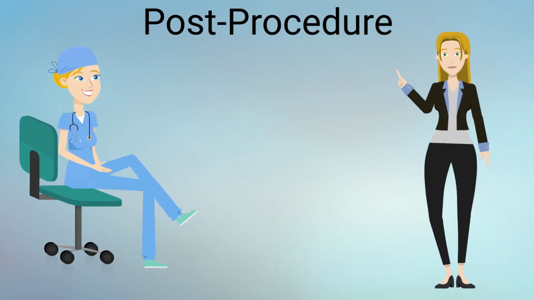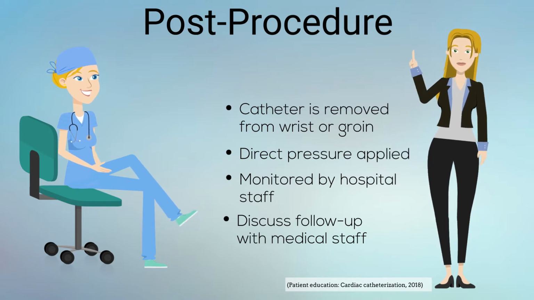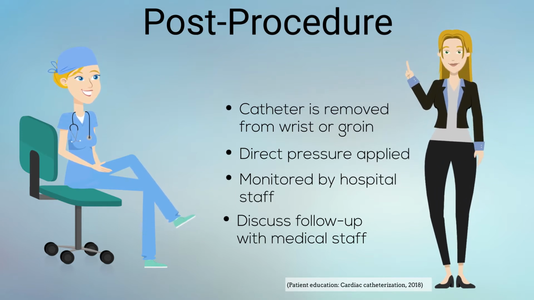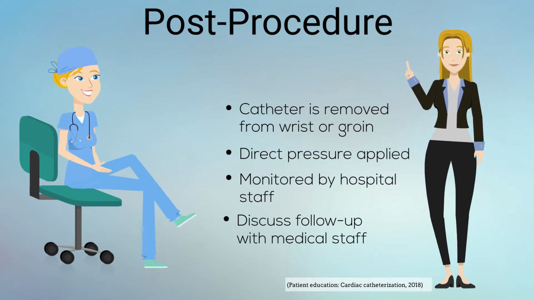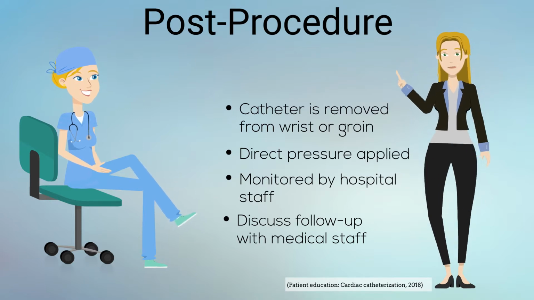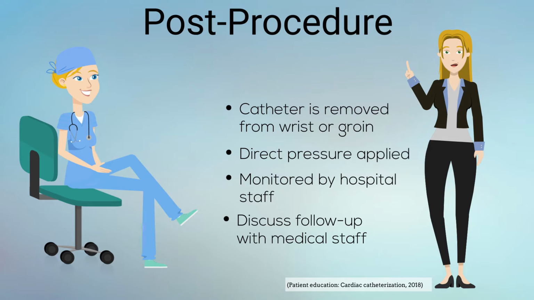After your cardiologist completes the procedure, the catheter is removed from your wrist or groin and direct pressure is applied to the site to avoid bleeding. You may be asked to lay flat for a few hours while being monitored in the hospital before being discharged to home. Medical staff will discuss your medications and help arrange a follow-up appointment in about 1 week.